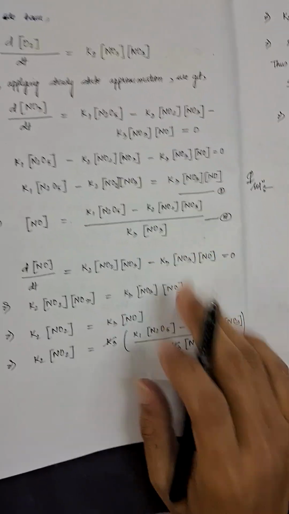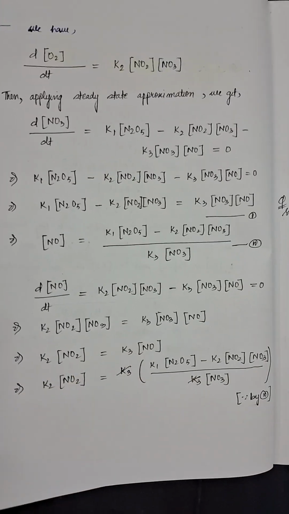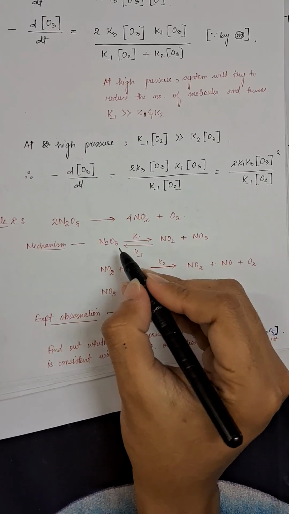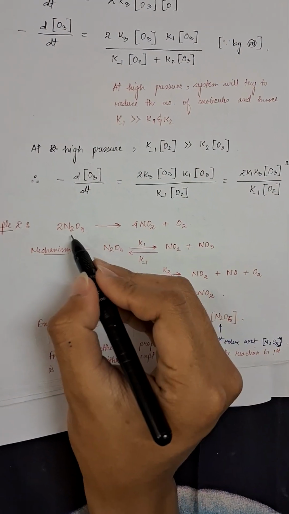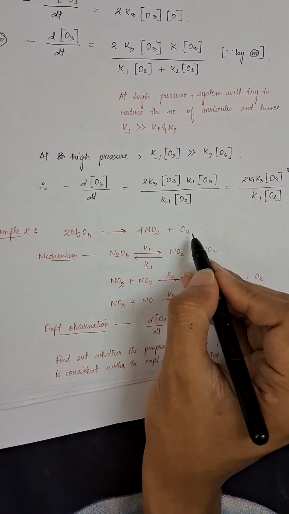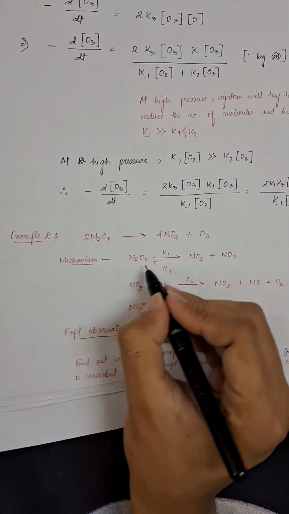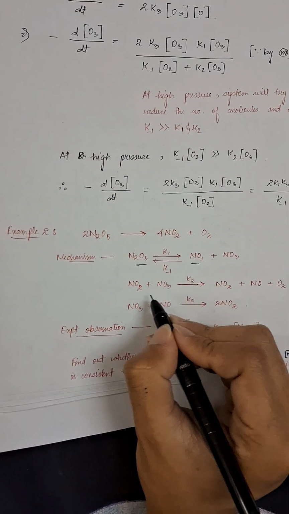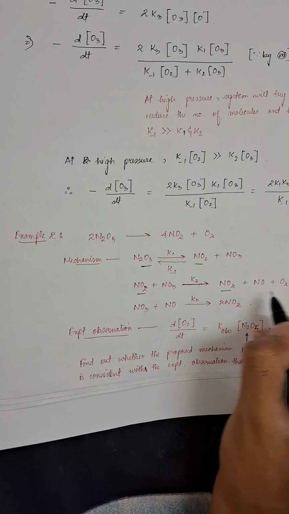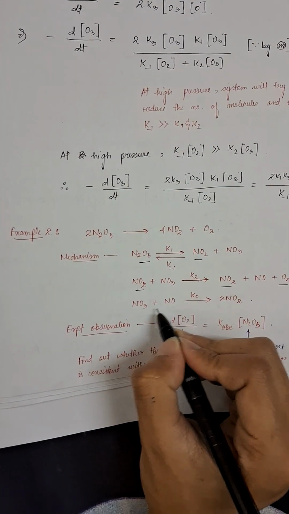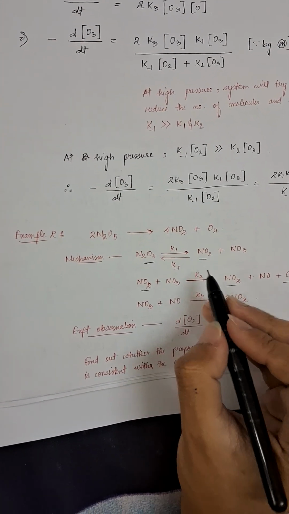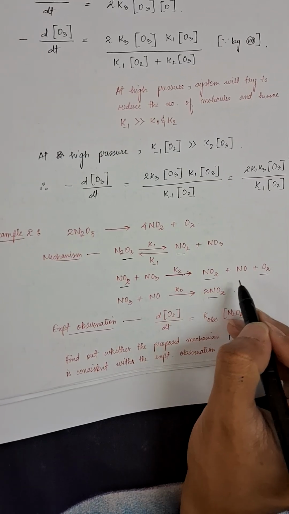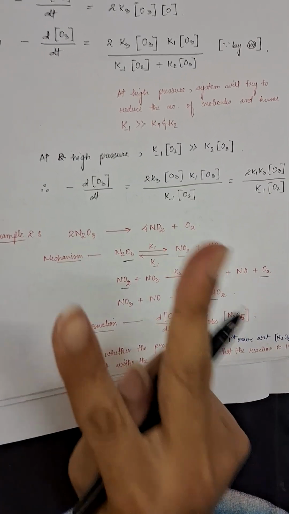Let's say that there are two intermediates, like in this case. Here this is the reactant, and these are the products. So this is a reactant, this is also a product, this is also a product, and product. So these are the intermediates. NO3 is an intermediate, NO is an intermediate, so there are two intermediates.